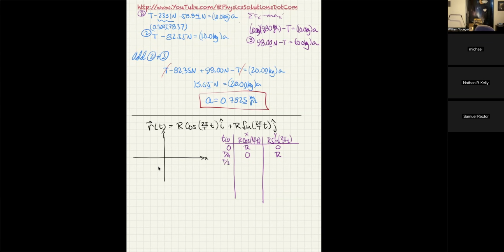If you continue on like this, you can then do t over 2, and in that case, you're going to get negative r, and you're going to get 0. Then you can say 3t over 4, and in that case, you're going to get 0, and you're going to get negative r for the y. And then finally, you could say t total, which is 4t over t over 4 if you wanted. In that case, you're going to get r and 0 again.